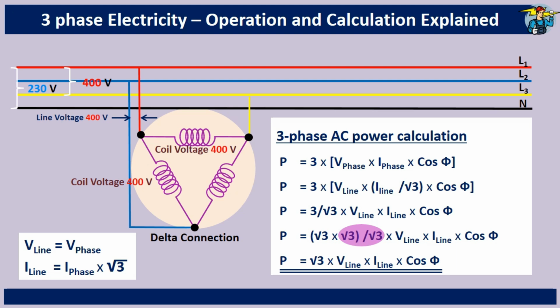Now you can see where the square root of 3 factor comes from in three-phase AC power calculations. It's a fundamental part of the relationship between line and phase voltages and currents in both star and delta configurations.